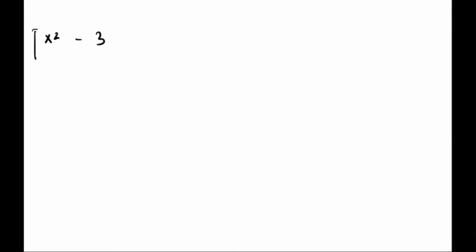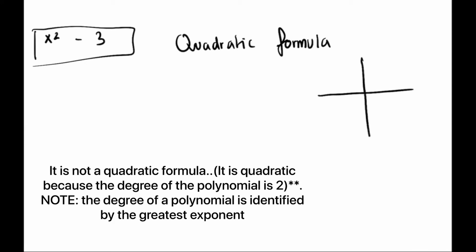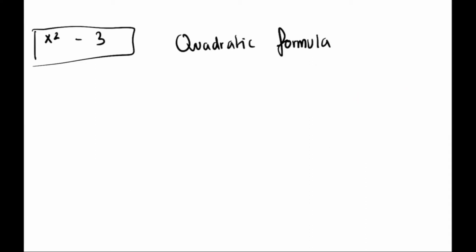So here we know that this is a quadratic formula, which means that it either has no real solution or two solutions. Because a quadratic formula looks something like this. It only has non-real solutions when it's like that, because it's not intersecting the x-axis. Okay, so how do we solve this?